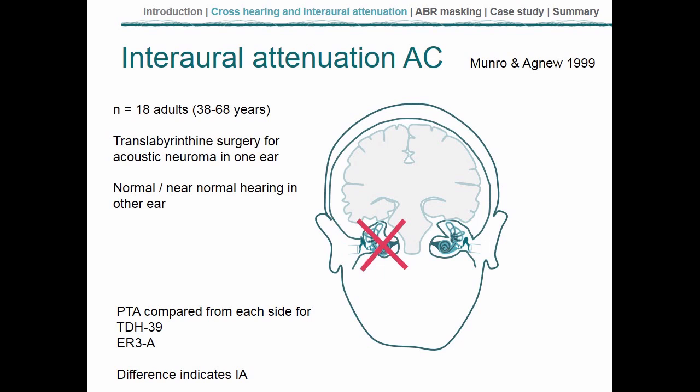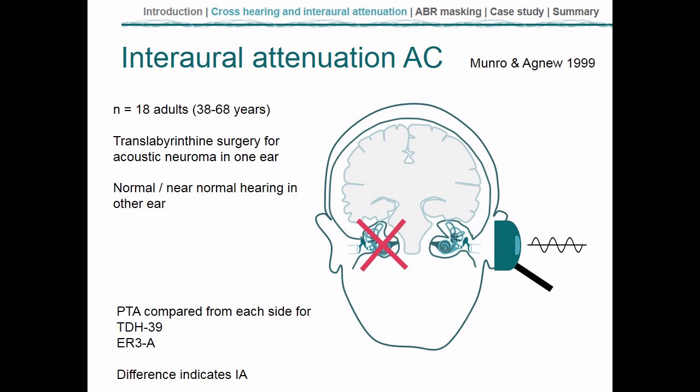So what they did in this study, they took 18 of these people, and in the non-surgery side, the opposite side over here in the schematic, they had either normal or near normal hearing. And what the authors simply did was they measured the pure tone thresholds to two types of transducer, the TDH 39 headphones and then the ER3A insert headphones.